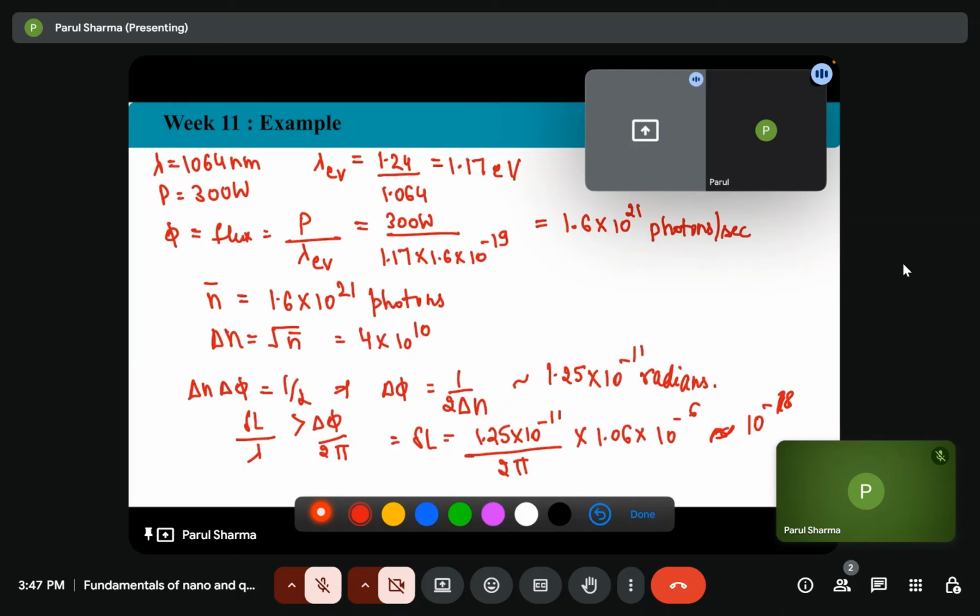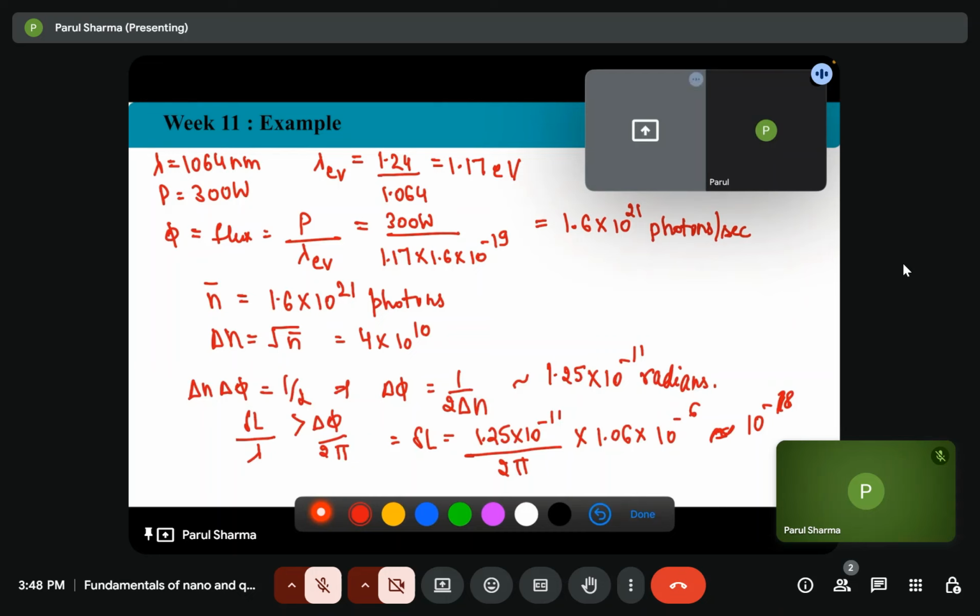Then how did we achieve the 10 raised to power minus 21 limit? So to achieve the 10 raised to power minus 21 limit, we have to have a range L in kilometers, so that we can reach up to the 10 raised to power minus 21 limit.